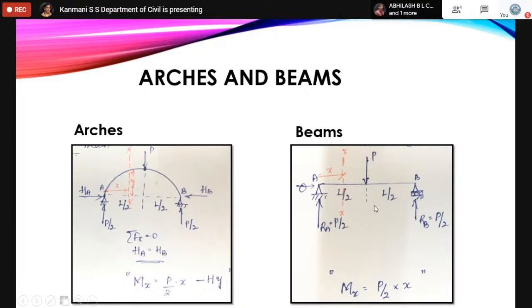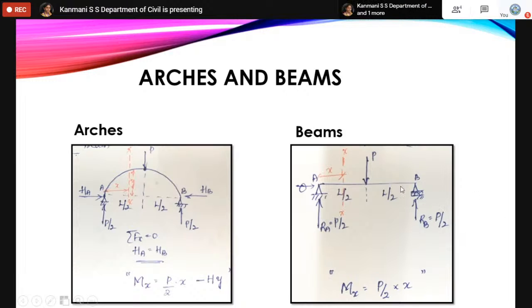So once you see this, the concept is very simple, or using common sense, I can say, if the load is applied exactly at the center, the reaction should be half of it. Then only the system is in equilibrium, whether it is an arch or a beam, the same concept. So in both the cases, the reactions are P by 2 and P by 2.